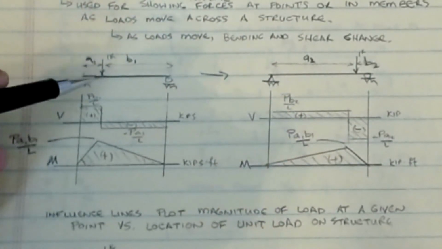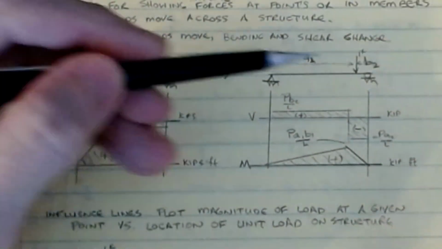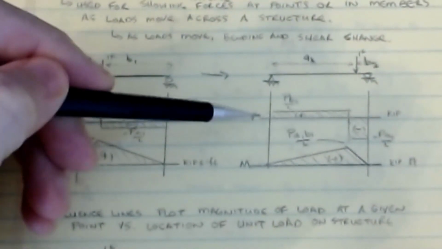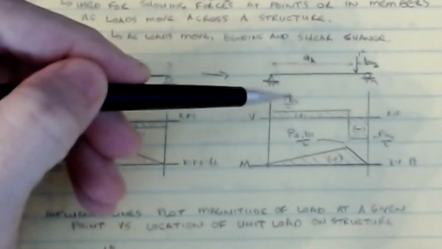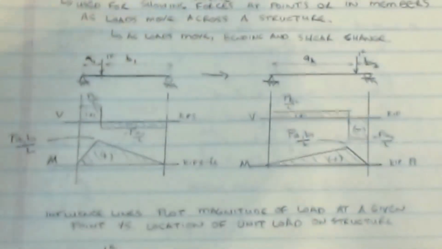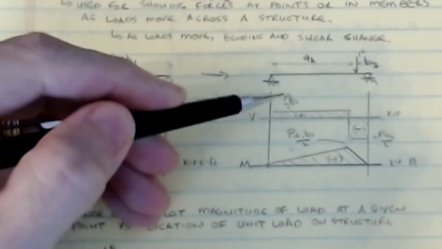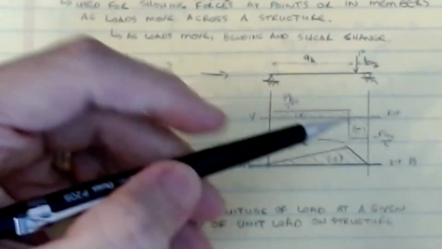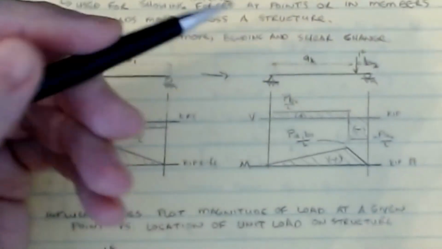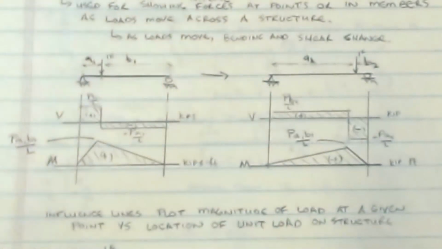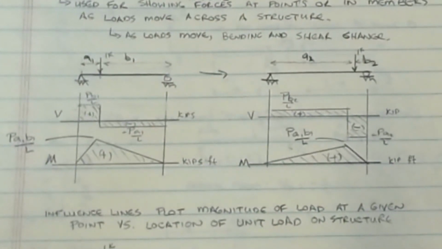Okay, now if I take that same load and I relocate it to a new position, let's call it A2 and B2, the shape of the diagram still looks very similar, but the numerical values associated with these all change. For instance, the shear here is now PB2 over L, and then the one at the bottom is minus PA2 over L, and then the moment diagram is PA2 B2 over L. Okay, so that's our approach.